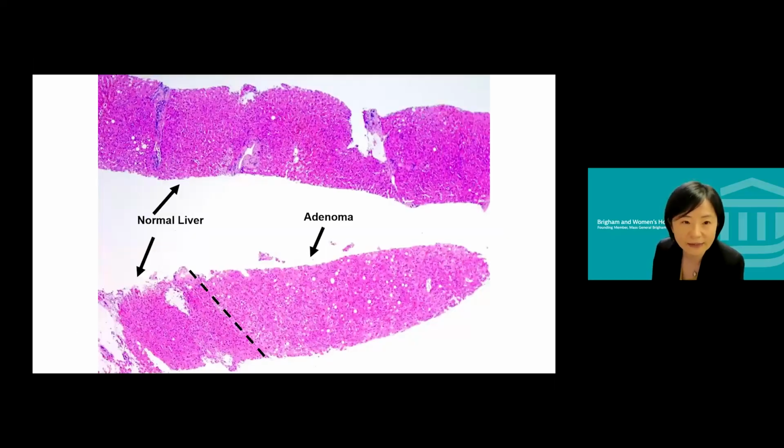So here is an example from a 30-year-old woman who had a liver mass. The upper core is the normal liver with intervening portal tract. The lower core is the adenoma. And in addition to the absence of portal tract, the adenoma piece also showed an increased degree of steatosis and a mild degree of inflammation in the background. And also the staining of these hepatocytes seems to be less eosinophilic, more pale, compared to the normal liver.